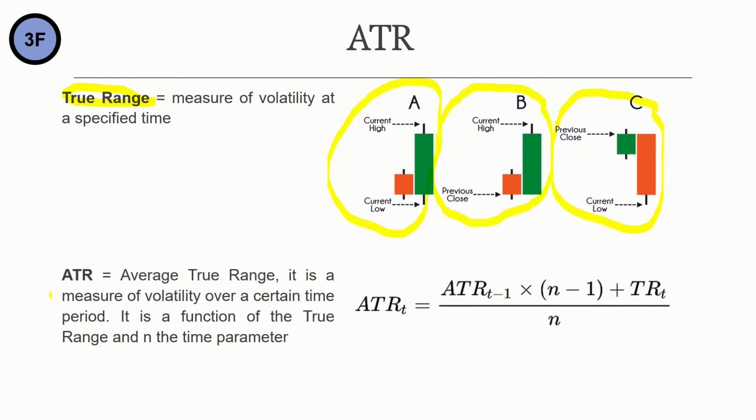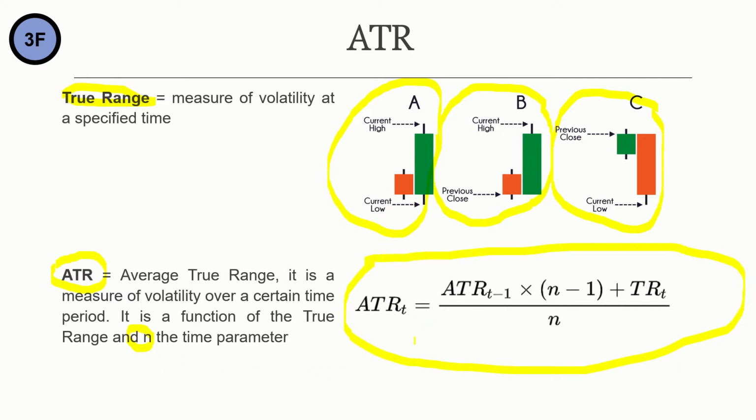At this point, we are ready to calculate the ATR. The ATR, the average true range, is a measure of volatility over a certain time period. It is a function of the true range and n, the time parameter. Now, let's have a look at the formula. The ATR at time t is equal to the ATR at time t minus 1, the previous ATR, times n minus 1, plus the true range at the current time, all divided by n.